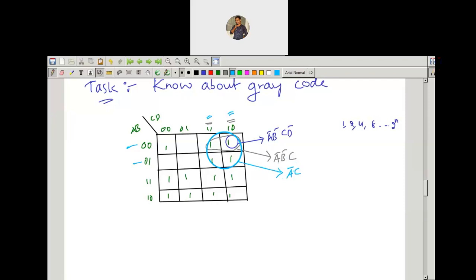So the group should be as large as possible. Or else let me group 8 cells here. For example, for the 8 cell grouping, you can group these 8 cells. When I go for this 8 cell grouping, what is the expression? Could anybody answer me? Could you post your answer in the chat box? What is the expression for this 8 cell grouping?